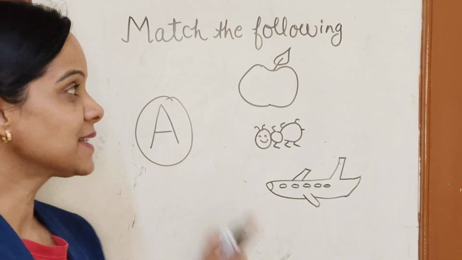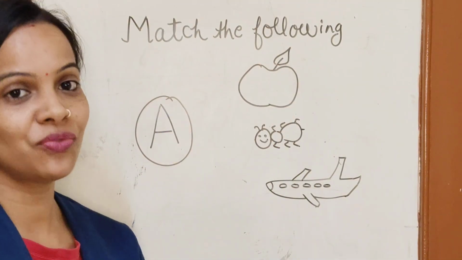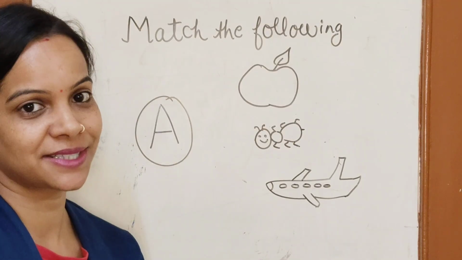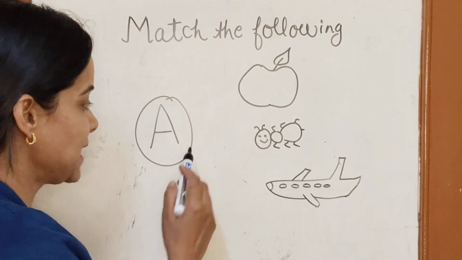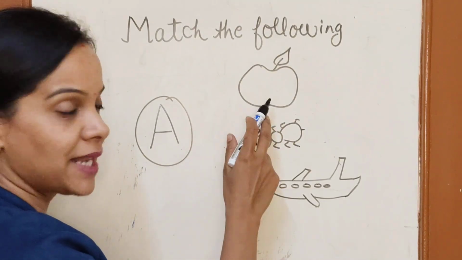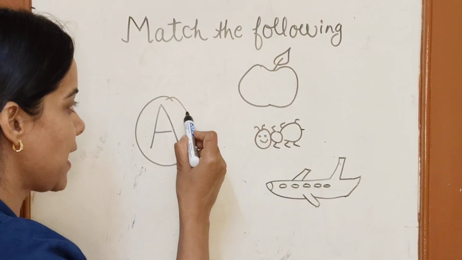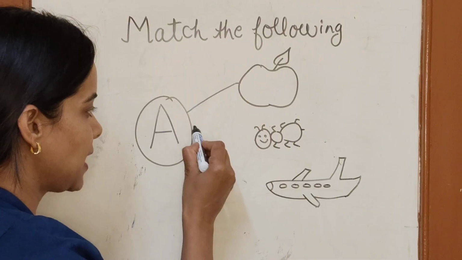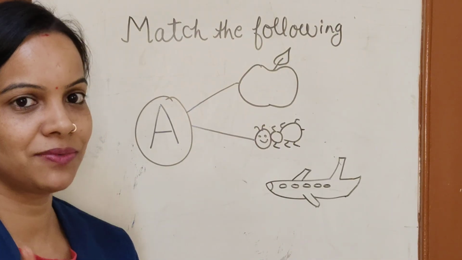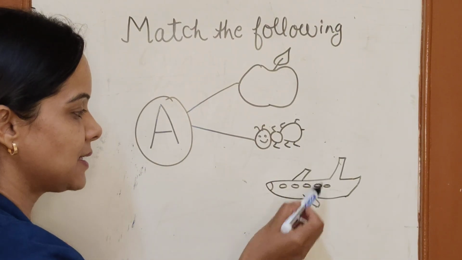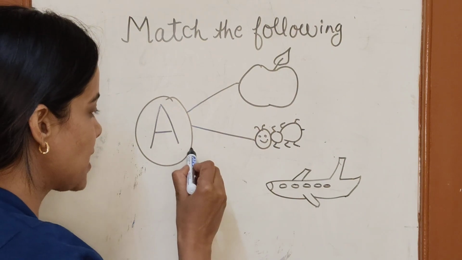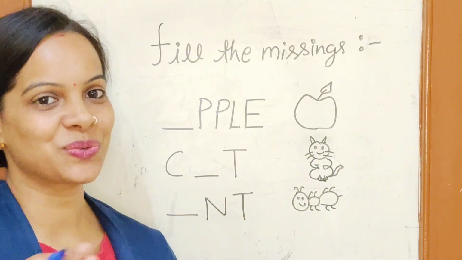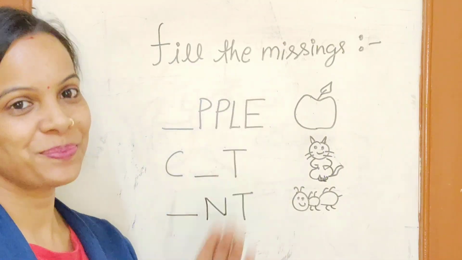Our next question is match the following. So we have to match the letter A with the given pictures. So let's start. This is A and this is an apple. So we will match A for apple. This is an ant. Ant starts with A. So here we will match with this. This is a picture of aeroplane. Aeroplane starts with A.